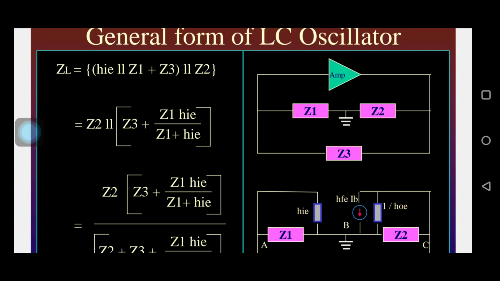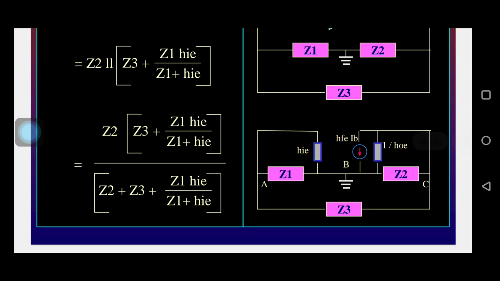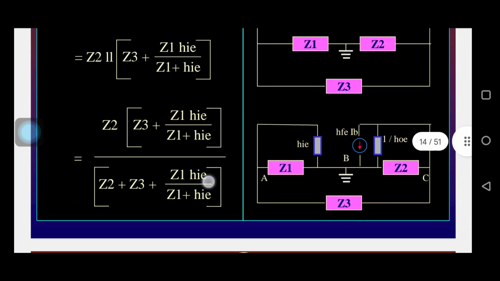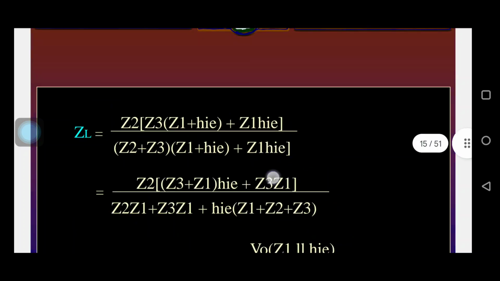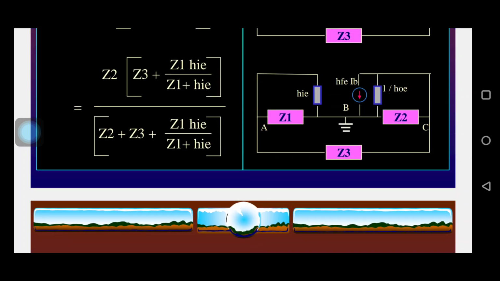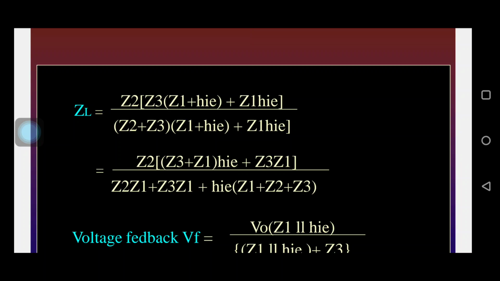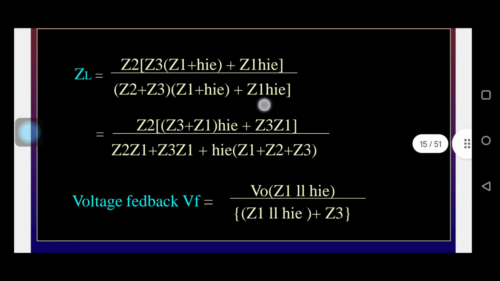And Z2 is parallel with Z3 plus Z1 hie by Z1 plus hie. Again I am going to write Z2 parallel with this one. So Z2 into Z3 plus Z1 hie by Z1 plus hie, divided by Z2 plus Z3 plus this value. Now it's a very simple expression. We can do the cross multiplication and take the LCM. Finally we can get this kind of equation: Z2 into Z3 into Z1 plus hie, where hie is the input impedance, plus Z1 hie, divided by Z2 Z3 into Z1 plus hie plus Z1 into hie.